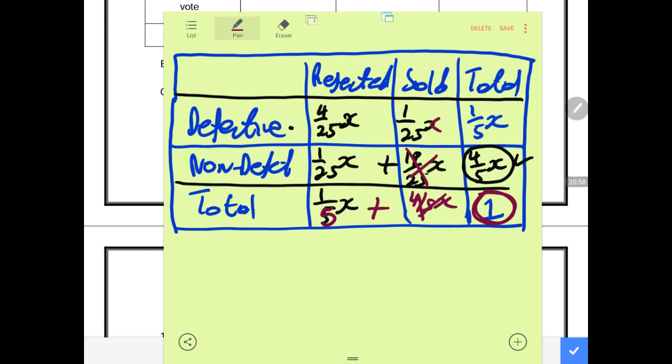Otherwise, guys, thank you very much. That's clear there. We have 19/25x here, and here we have 4/5x. So yeah, this is our contingency table, and there's still another one that is coming after this one that I'll record for you guys.